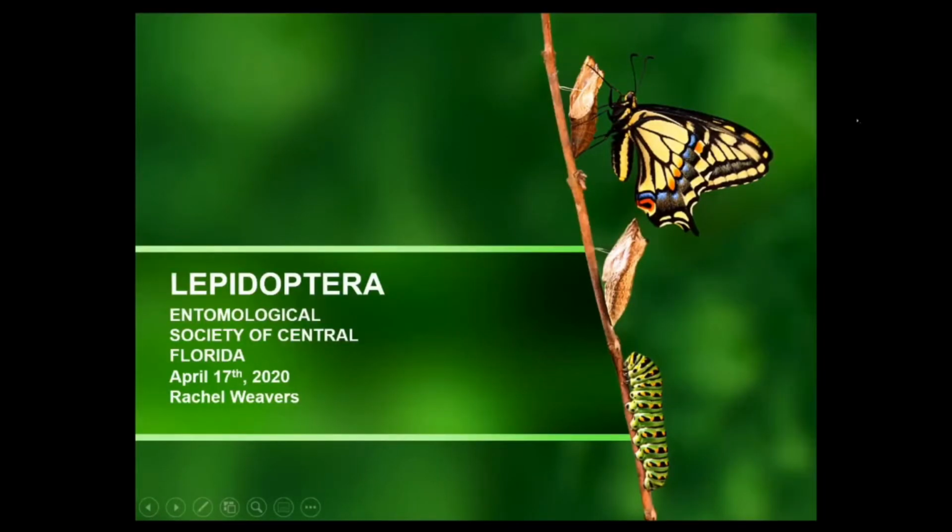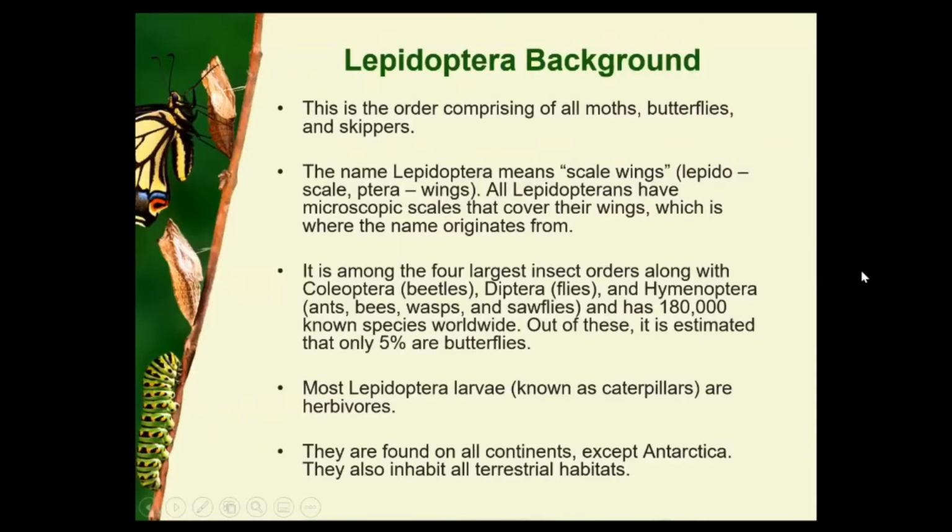So Lepidoptera, this is just some background information. Lepidoptera is the order that has moths, butterflies, and skippers. The name Lepidoptera means scale wings. Lepido means scale. Ptera means wings. All lepidopterans have microscopic scales that cover their wings, which is where the name originates from.